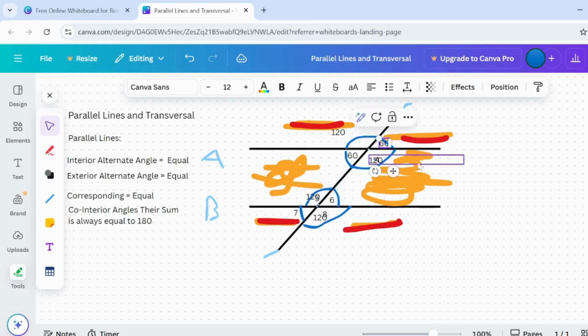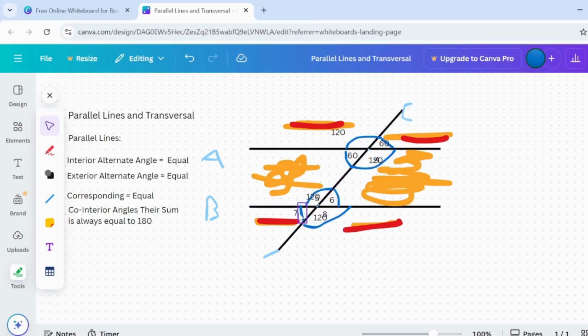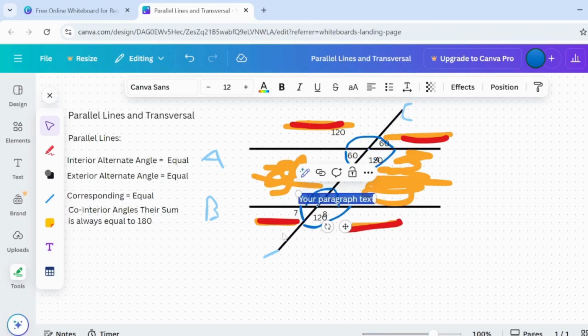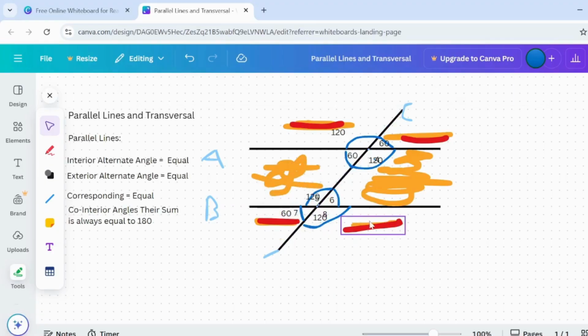So when you keep this as 60, the exterior alternate angles, which are 7 and 2, lie on different sides of the transversal and are alternate to each other. So that's why angle 7 is also equal to 60 degrees, because they lie alternate to each other. The last angle is angle 6.